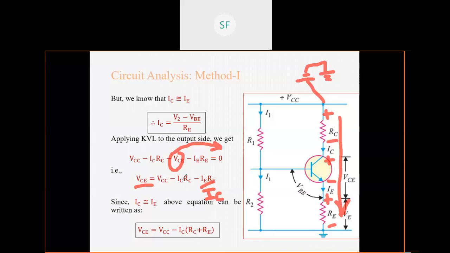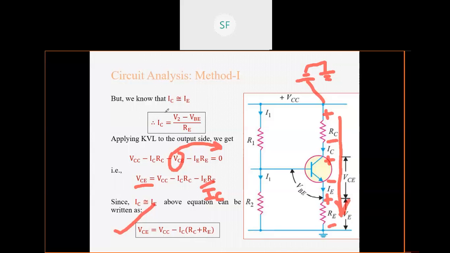Okay. So then I am taking the common from these two terms, minus IC is taken as common. तो माइनस आई सी जब कॉमन ले लूंगा तो क्या रहेगा ब्रैकेट में आर सी प्लस आर ई. Okay, in this way we are getting the final output expression for collector to emitter voltage, that is VCE, which will be equal to VCC minus IC in bracket RC plus RE.